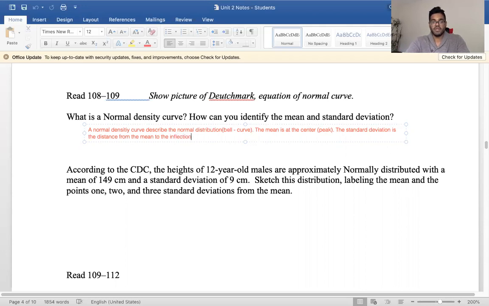And what do I mean by inflection point? That's the part of the curve where it starts to turn. So I'll just draw it again. So here's your distribution. Okay, so this spot right here where it starts to turn, so these inflection points on both sides, and then your mean is in the middle. So then this distance from here to here is your standard deviation. Okay, so it's a measure of distance.